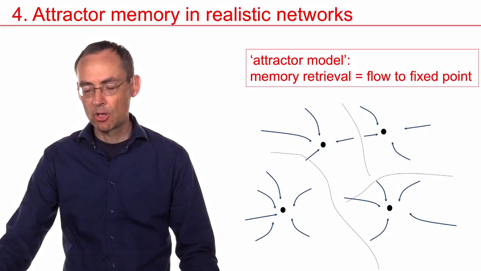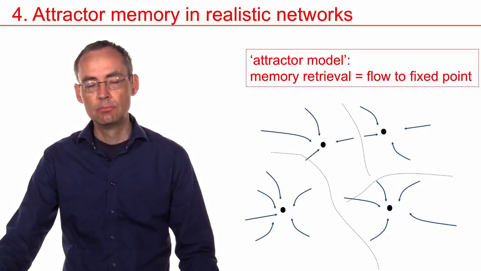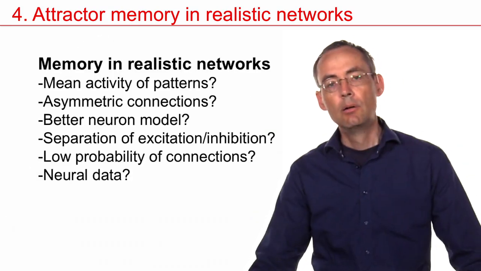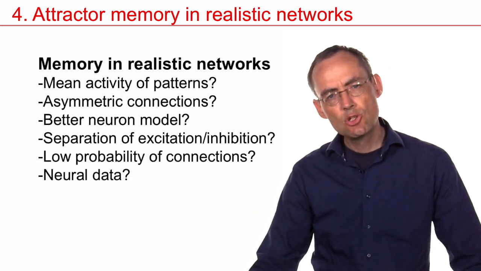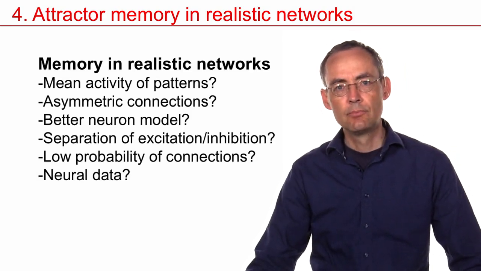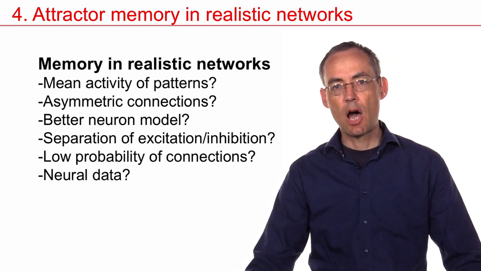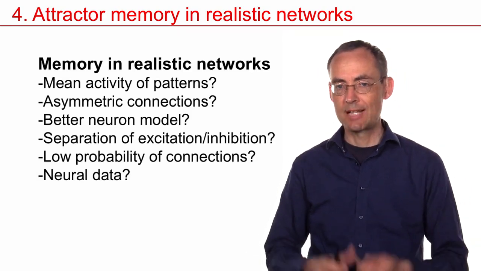The attractor model is a very abstract concept. Memory recall is represented as a flow to the fixed point. But as it stands, it's not yet very biological. For example, 50% of the pixels are on in each pattern. That's not realistic.